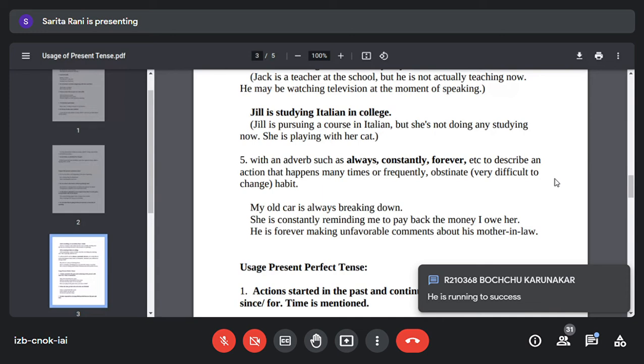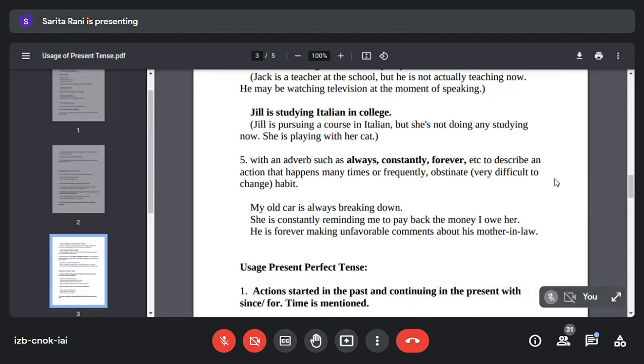Yeah, somebody has written it. Very good, very quick. Subject plus be form. Be form means it can be am, is, or are, depending upon the subject, plus V1 plus ing, or you can say V4. Object is optional. Right. Let us move on.